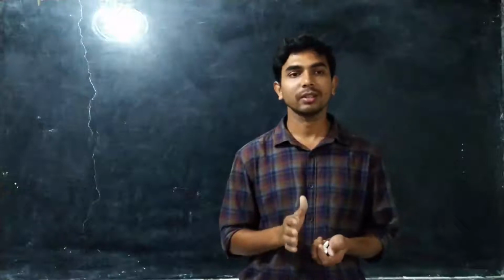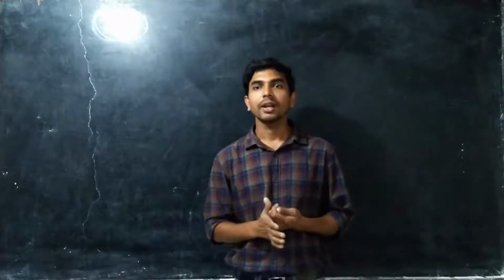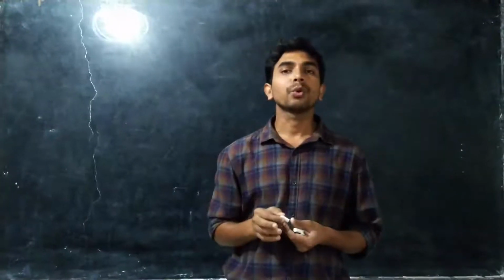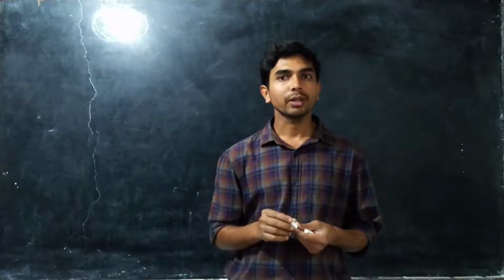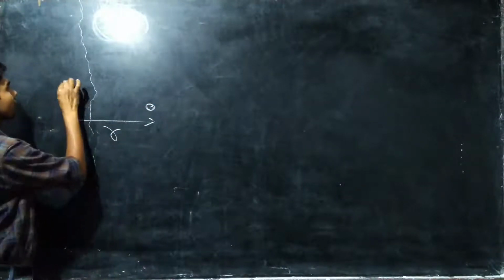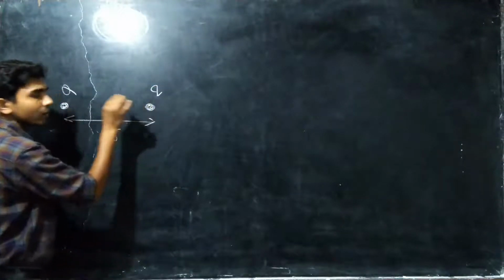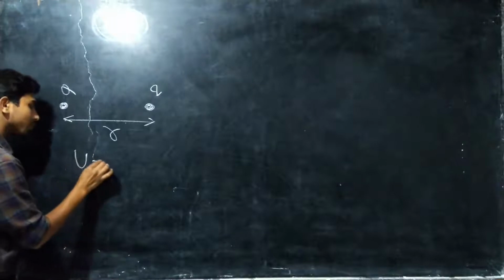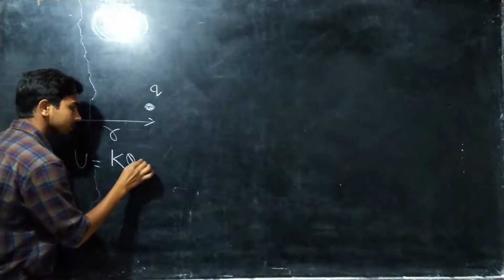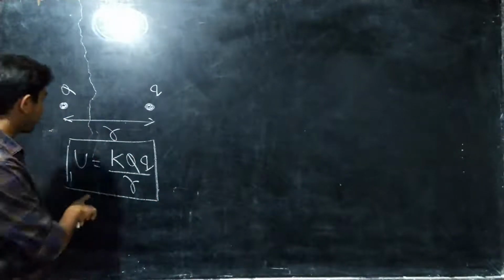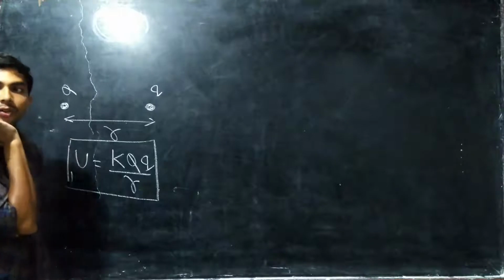Today I am here with lecture 4, chapter 2. Yesterday I discussed the potential energy of two point charges. So what was the formula? Suppose two point charges, q and q, are separated by a distance r. The potential energy of these two point charges is Kq by r. I hope you remember this formula. This is the formula to calculate the potential energy of two point charges.